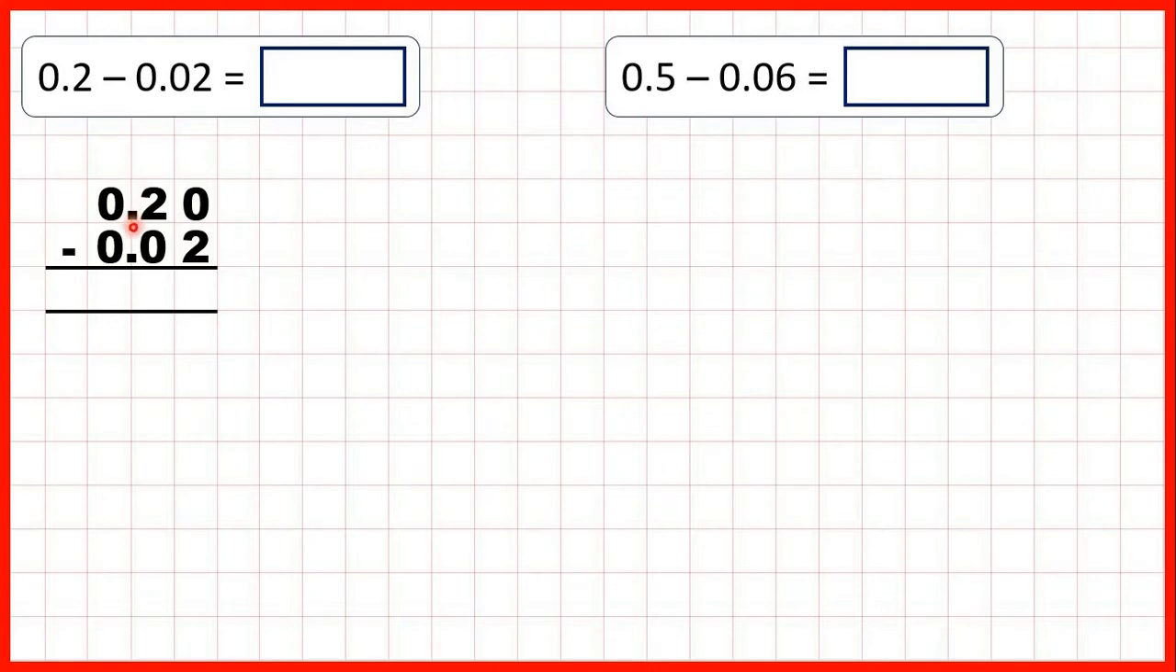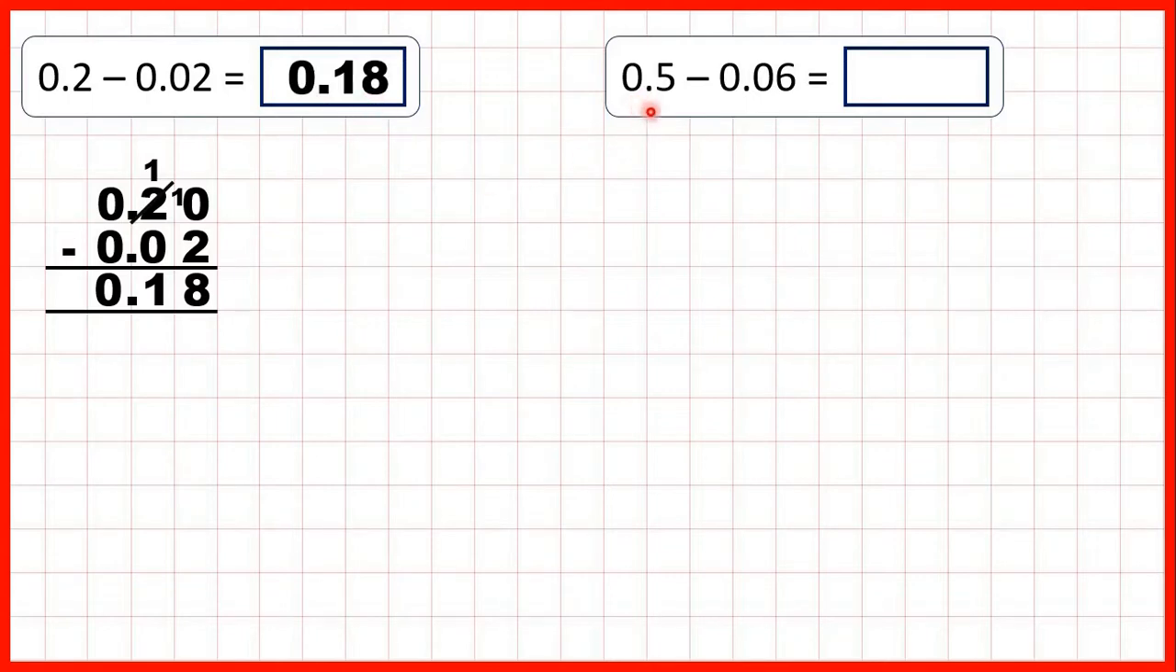Now we can copy the decimal point down into our answer and subtract using column subtraction. We can't do 0 minus 2, so we go to the left, 1 less, 1 in front. 10 minus 2 is 8, 1 minus 0 is 1, and 0 minus 0 is 0. So our answer is 0.18.